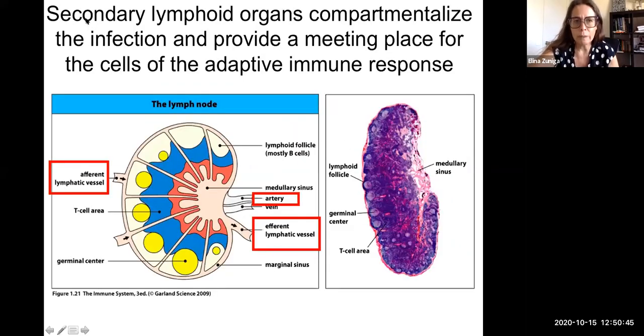Okay, so then I think that you all understand now why the secondary lymphoid organs compartmentalize the infection and provide a meeting place for the cells of the adaptive immune response, the lymphocytes, to encounter their specific antigens. This meeting place will enhance the chances for the lymphocytes to encounter their specific antigen. And so here is the anatomical structure of a lymph node.